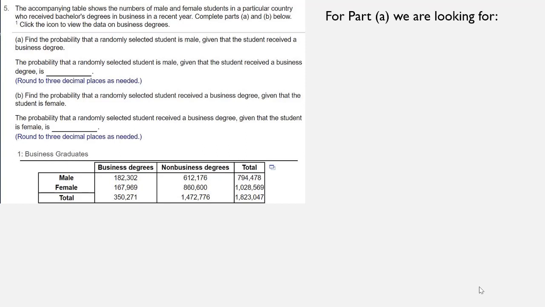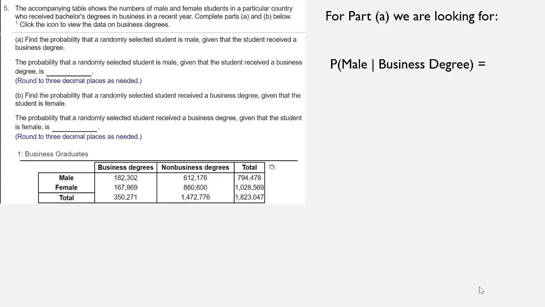So what are we looking at in part A? Well, we want to know what's the probability that the student is male given that the student received a business degree. So the second part is what we know did happen, and we want to know what's the probability that that student is a male if we know the person chosen had a business degree.